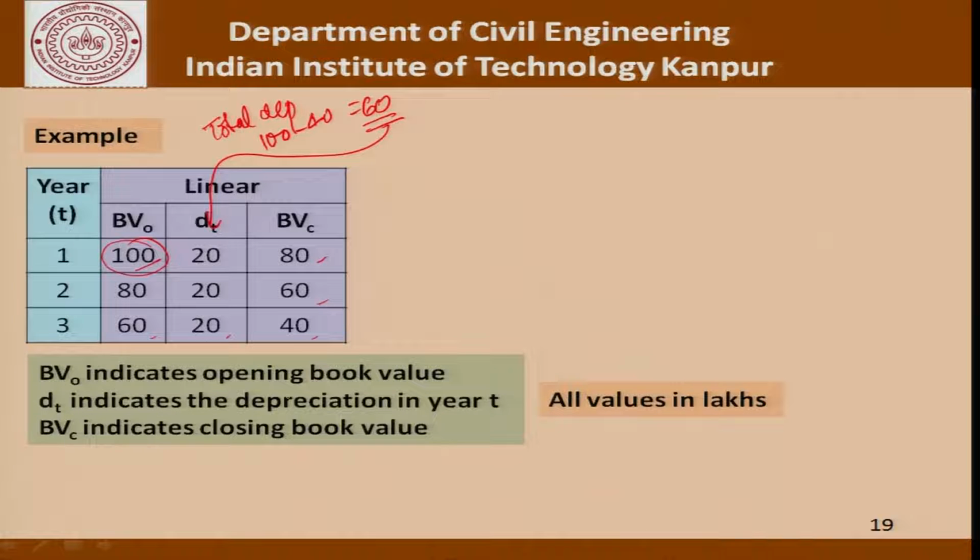So, BVO indicates the opening book value at that year and DT indicates the depreciation in that year and BVC indicates the book value at the closing of the year. Obviously, the book value at the closing of this year would become the book value at the opening of the next year. Further, if the equipment continues to be used beyond this 3 years which is the accounting service life, then the depreciation would remain 0 and the book value of the asset will not be allowed to fall below 40 as far as the accounting books are concerned.